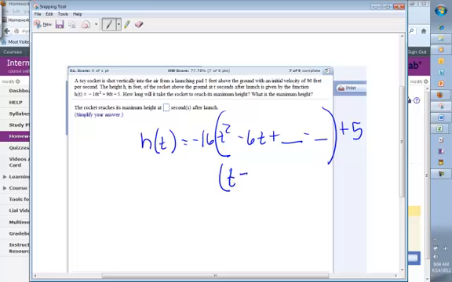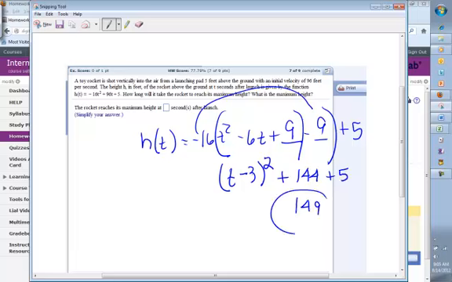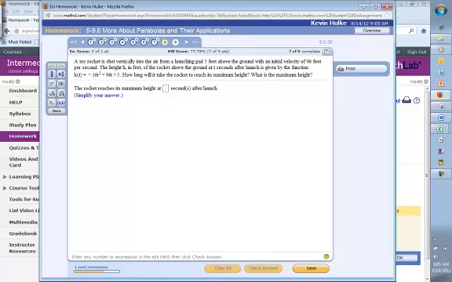So t minus 3, close parentheses, squared. Put the 9 here and here, because negative 3 squared is 9. Now when we take negative 16 times negative 9 and put that outside the parentheses, it becomes 144 plus 5 is 149 feet. So the rocket will reach its 149 feet after 3 seconds. And it'll be at 149 feet.